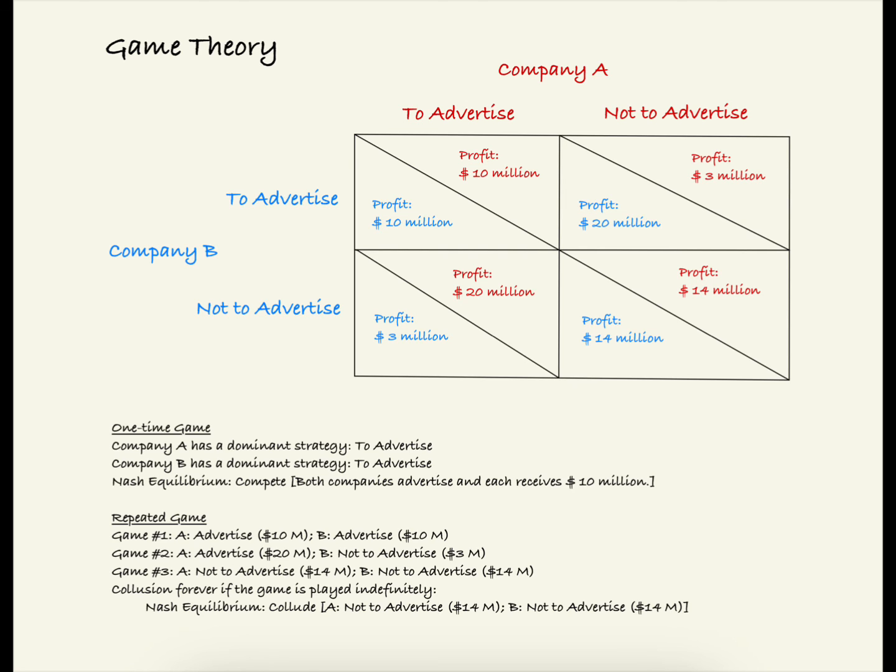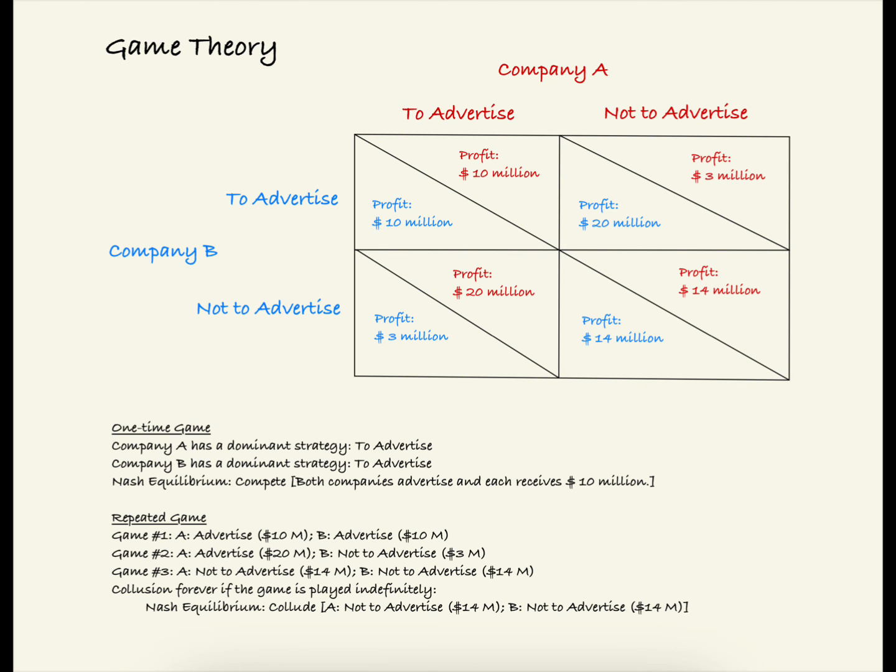Company B is trying to send a signal to Company A, in hopes for a $14 million profit, hoping that Company A will choose not to advertise in the next game. Now in game number 3, let's just say Company A accepts the signal and chooses not to advertise, while Company B will continue not to advertise, and both companies will make $14 million in profit. As this continues, the game will continue to be played indefinitely, and both Company A and Company B will choose not to advertise, each making $14 million in profit.